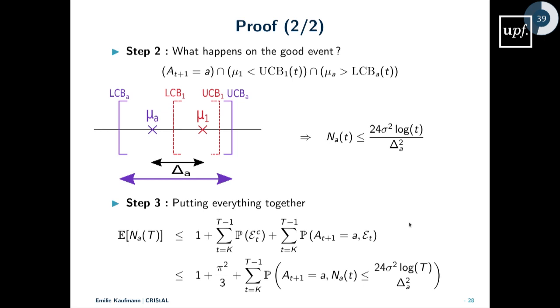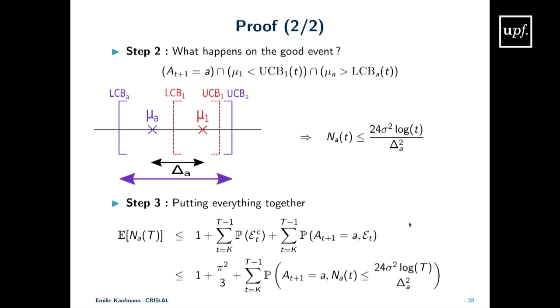So indeed, putting things together, if we want to control the expected number of selections of A, we want to control the sum of the probabilities that we selected arm A, and we intersect with the good event or its complement.